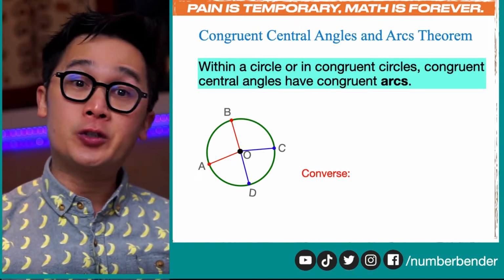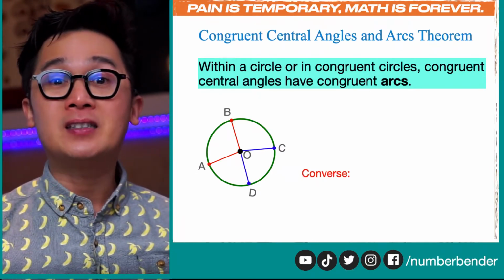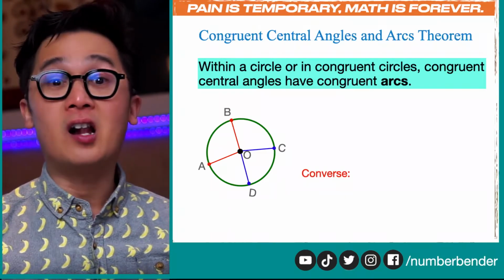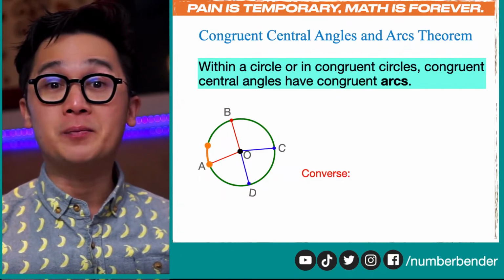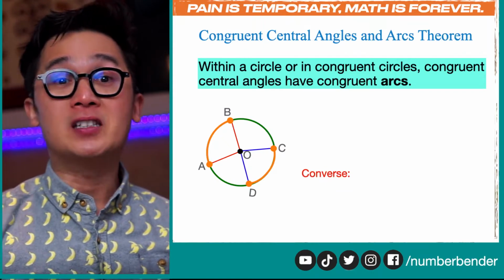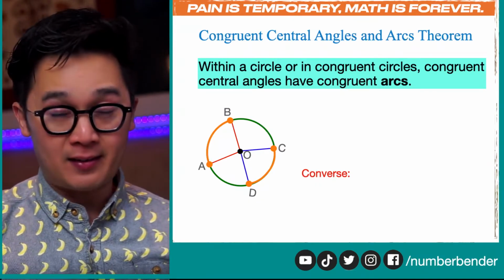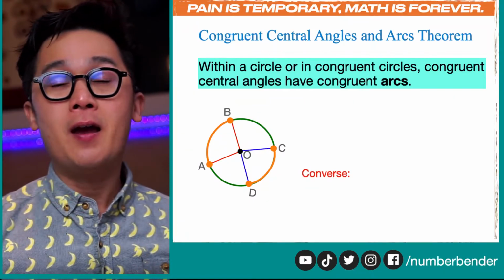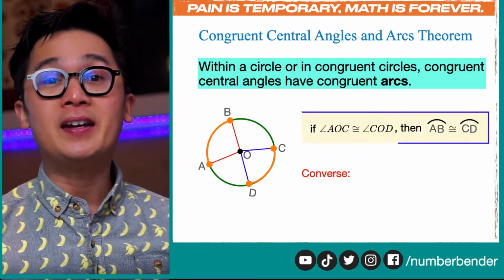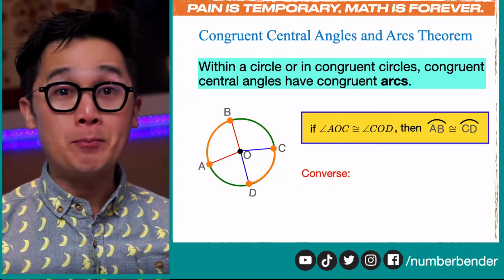So if these two central angles are congruent, that means its associated arcs are also congruent, which means arc AB is congruent to arc CD. They have the same arc measure and same arc length. So that's the association between our central angle and our arcs. So this is our theorem in simple form.